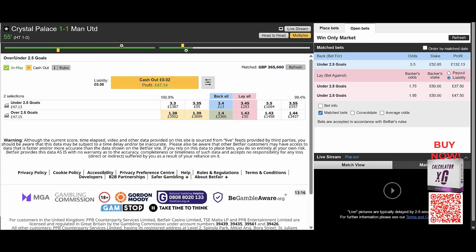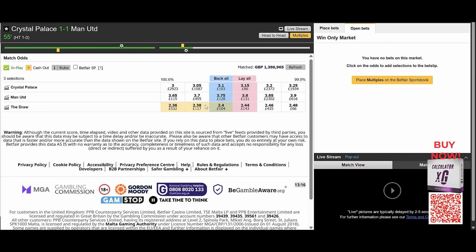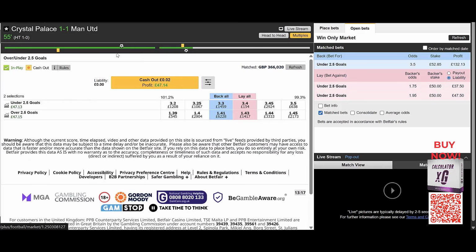So anyway, here we are. It's Crystal Palace 1, Man United 1. You can see the price there on Crystal Palace if you did want to look for that Crystal Palace win also. But anyway, we are out and done with a profit very, very quick in the second half.